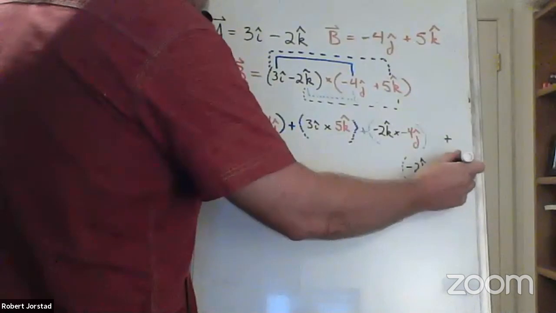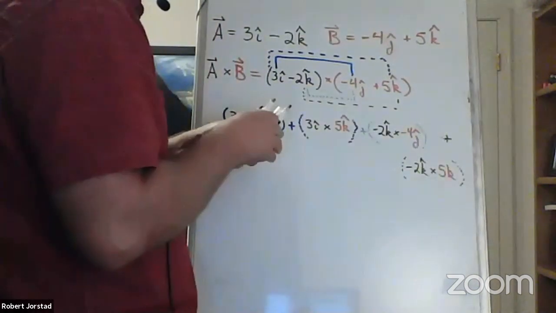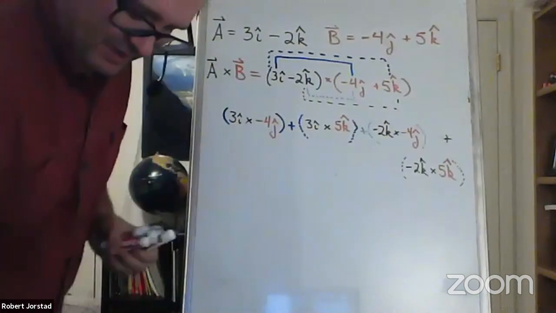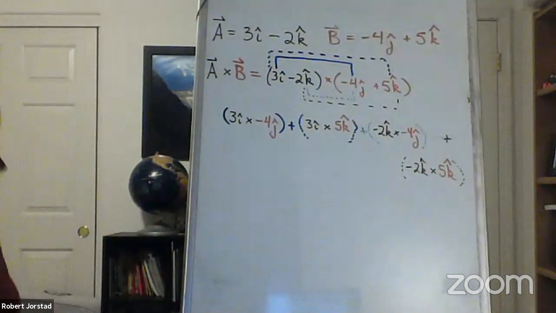All right, so that's just the FOIL method. All right, and now what I want to do is show you how we can get the next step of this problem.